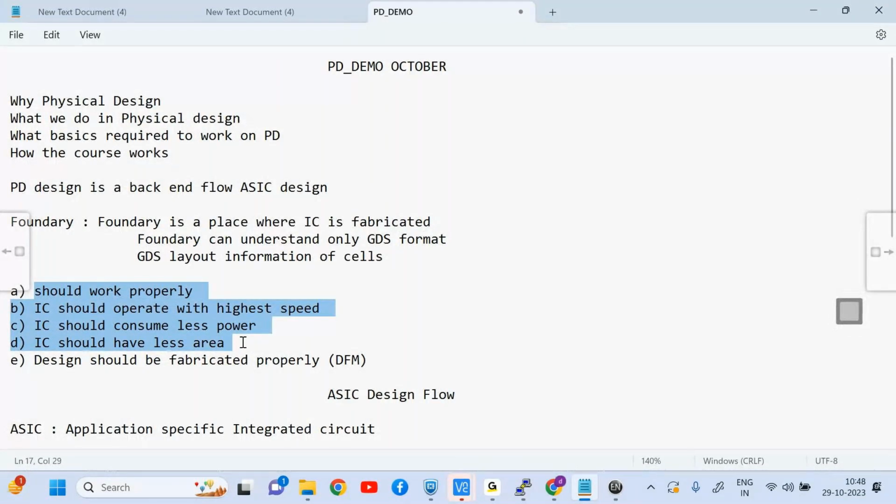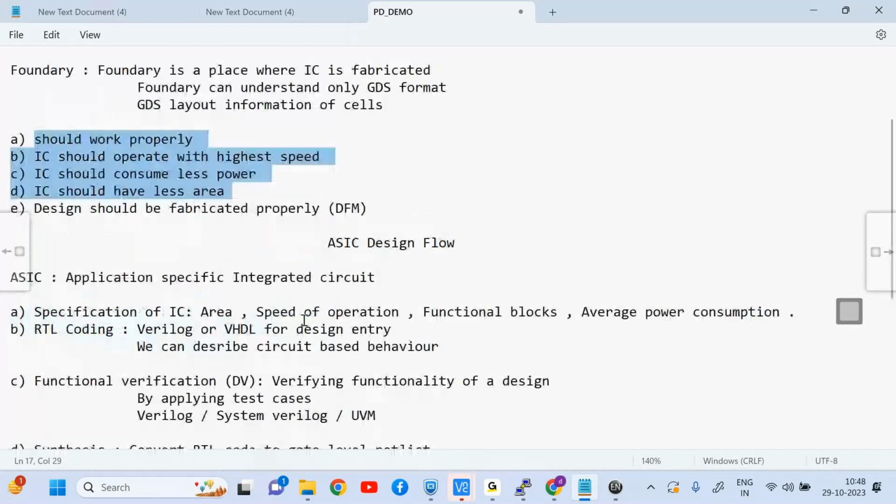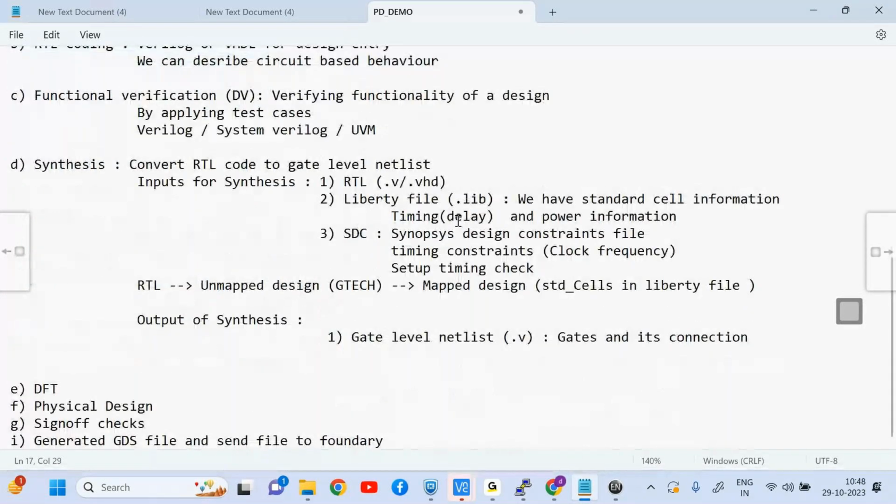After synthesis, we have many checks. Those intermediate teams I'm not mentioning. So we have checks like timing check, setup timing check, whether timing is met or not, whether functionality is met or not in the gate level netlist. So we will do logic equivalence check. This netlist we compare with RTL. We do logic equivalence check or formal verification, meaning RTL and netlist both are implementing the same functionality or not. That we'll check.